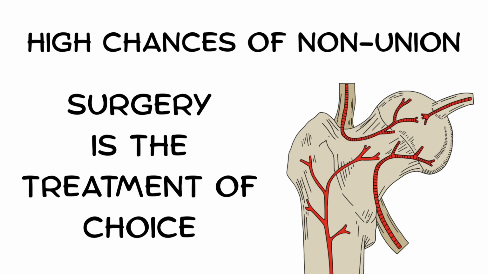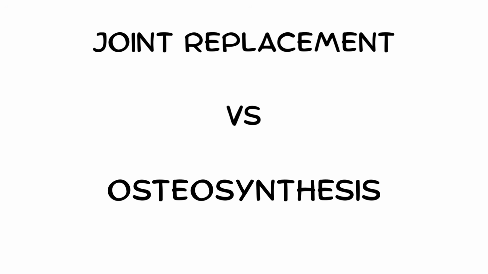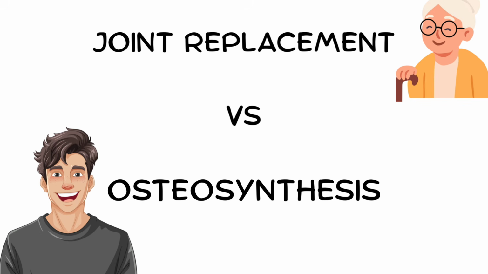As I said, there is a high chance of non-union in neck of femur fracture because of its peculiar blood supply. So almost always surgery is the treatment of choice. Now we have to decide between joint replacement and osteosynthesis. Broadly, among the treatment options, osteosynthesis means using implants to fix the fracture, whereas joint replacement is removing the fractured part of the bone, the head of the femur and everything, and replacing it with prosthetic artificial joints. So usually joint replacement is preferred in the elderly population who are arthritic and osteoporotic, whereas osteosynthesis is preferred in young patients because they have higher chances of bone union.